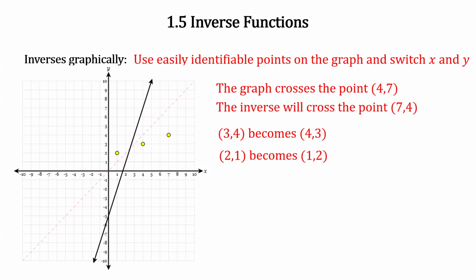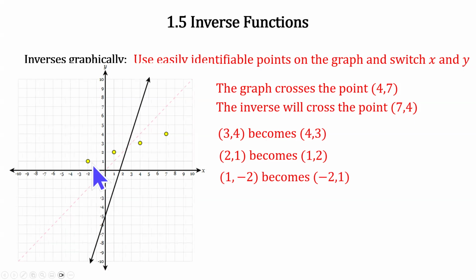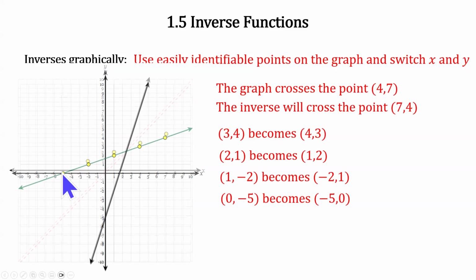I need 5 total for Delta Math. So I see (1, -2), so I'm going to go to (-2, 1). And then I see (0, -5), which is going to become (-5, 0). And there I get my line. So this is the inverse of this. You just find the points on the line or on whatever graph you're given and just invert the points.